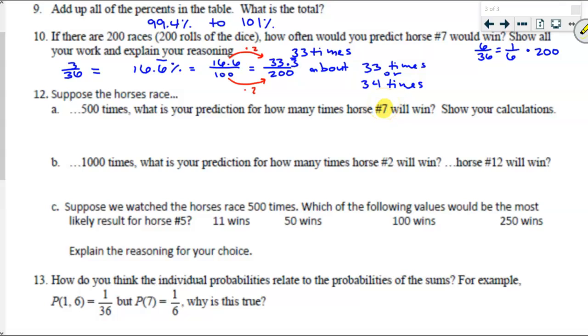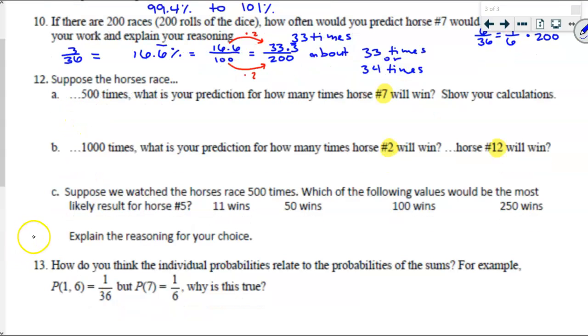12A is horse number 7, 12B is horse number 2, and then horse number 12. And then we have other questions down here. So use those same strategies that we talked about before, but here is my encouragement. Will you please remember that fractions are friends? Let's go for a level of precision since we are dealing with some quite large numbers, 500 races and 1,000 races. Pausing the recording again as students work on this.